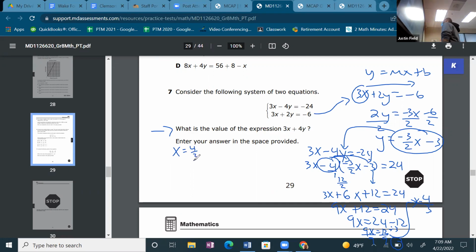And how do we get y once we know x? We just use the equation over here to get my y value. Remember, I had y equals -3 over 2x minus 3. So -3 over 2 times 4/3 minus 3. So it's -12 over 6 minus 3.